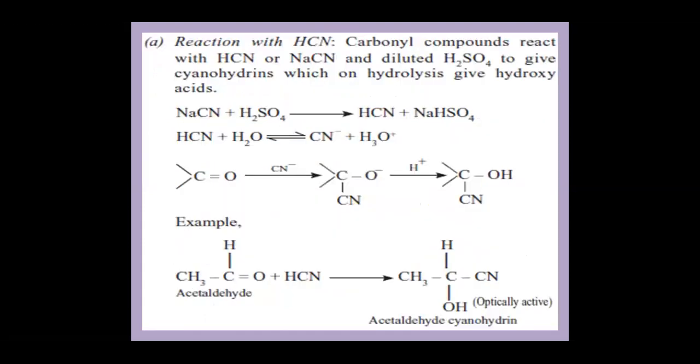Reaction with hydrogen cyanide. Whenever carbonyl compounds such as aldehydes and ketones react with hydrogen cyanide, or sodium cyanide and dilute sulfuric acid, they give cyanohydrins, which on hydrolysis give hydroxy acids. So if you take the example of an aldehyde, hydrogen cyanide gives the aldehyde cyanohydrin. This carbon is bonded to four different atoms or groups. Hence, this carbon is a chiral carbon atom, so it is optically active.